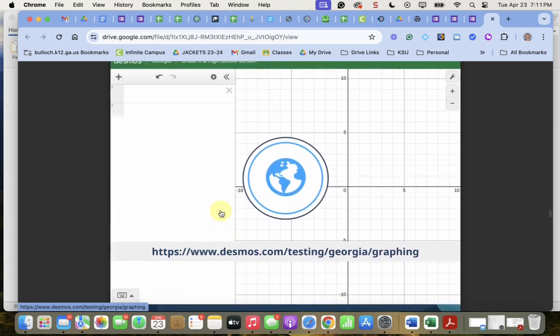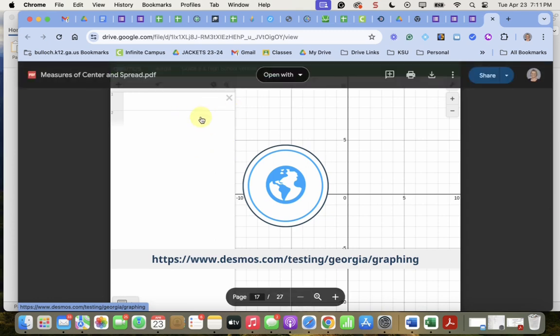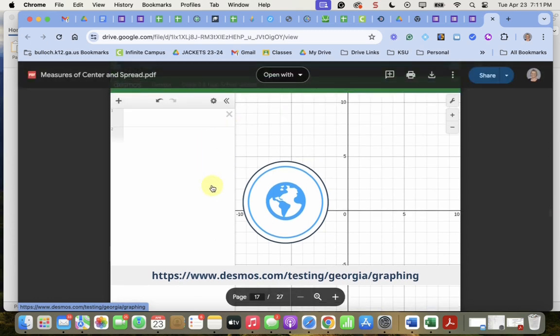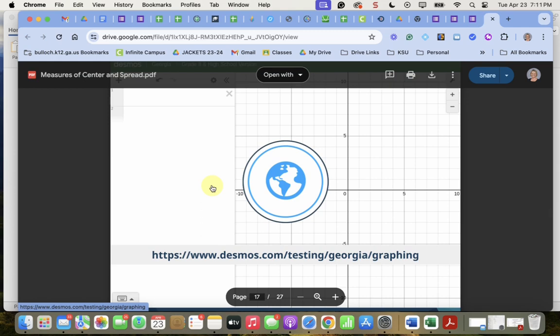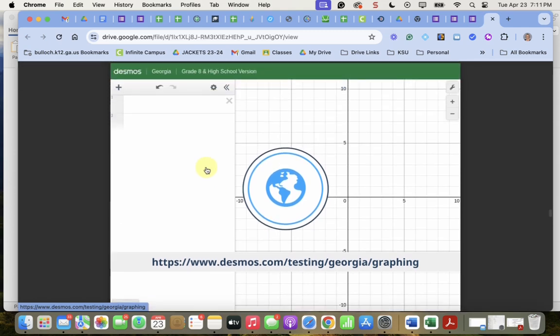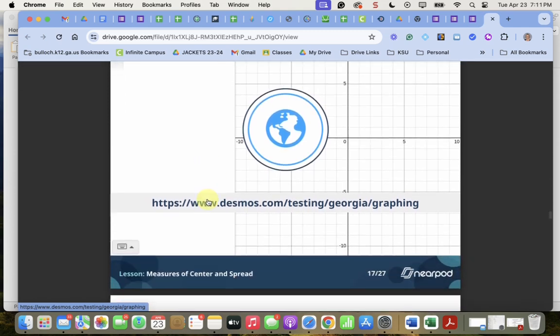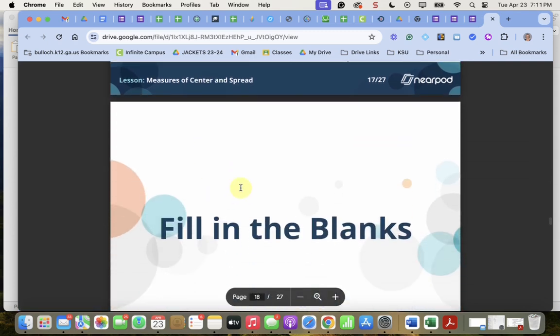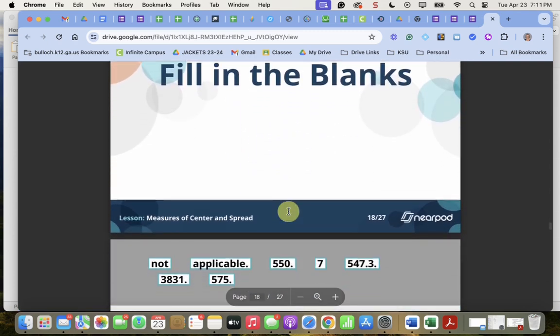And I taught them how to type in a data set and how to calculate the statistics and the mean, median, and how to use the max and min to find range. And then we practiced with more interactive questions.